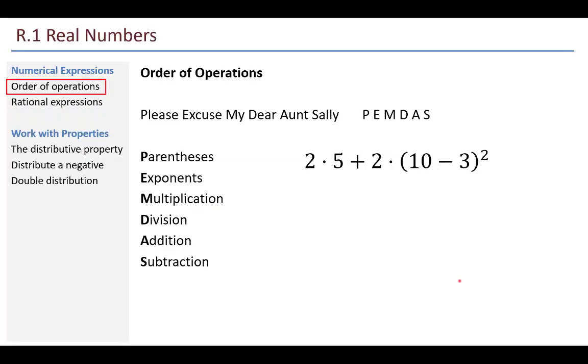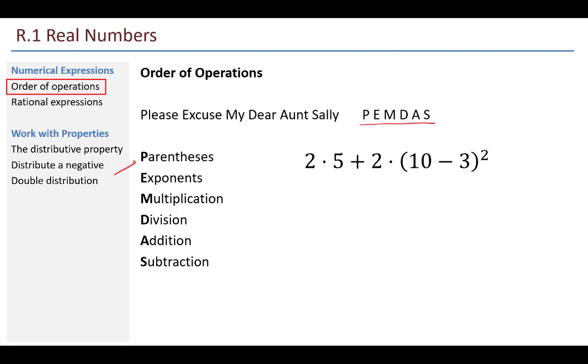So to begin, numerical expressions, the big idea is order of operations. Maybe you've heard, please excuse my dear Aunt Sally, or PEMDAS. That stands for parentheses, exponents, multiplication, division, addition, subtraction. That's the order in which we should do arithmetic. So here's an example, 2 times 5 plus 2 times (10 minus 3) squared.